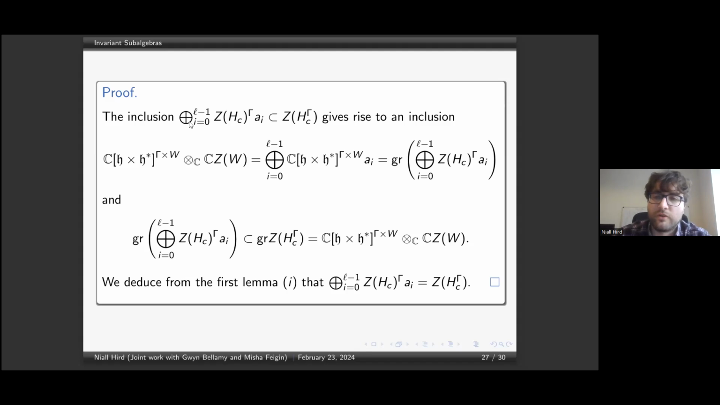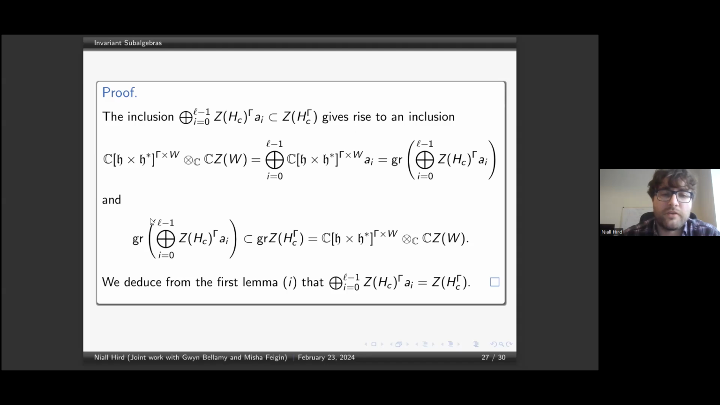Again, we just argue on the level of associated gradeds. Since we have this inclusion, we've also got an inclusion of their associated gradeds, and then we show that they're equal. So we start with this polynomial ring. We rewrite it in terms of a direct sum of the polynomial ring of invariants in the AI. This is the same as the associated graded of this. When you see GR of HC, just think you can replace that by H0.